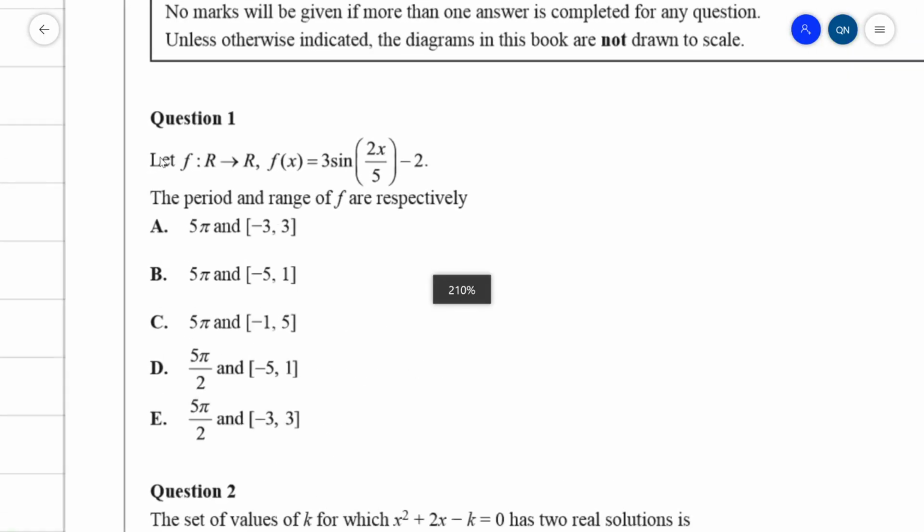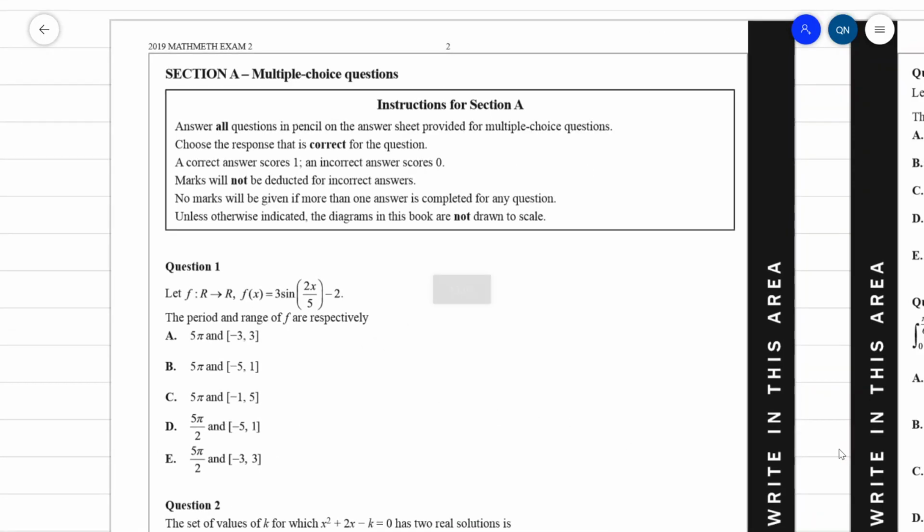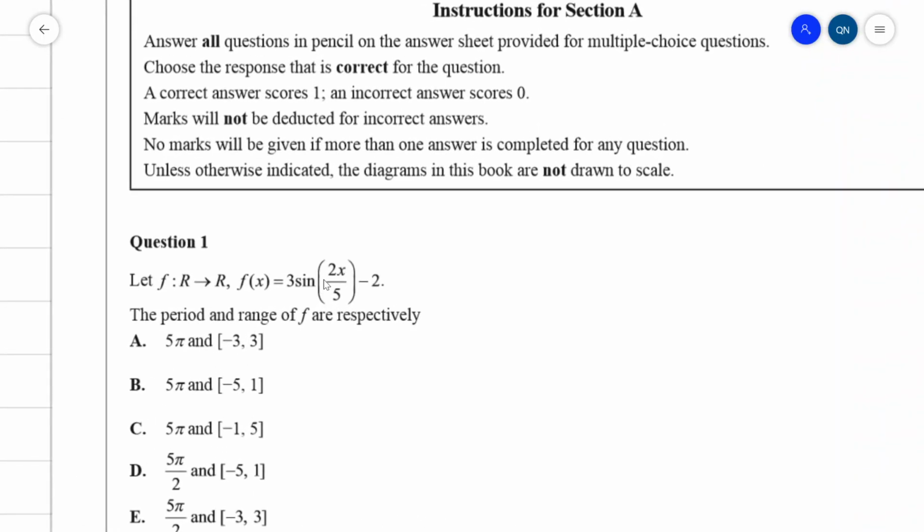So we have a trig question. This is like everyone's favorite trig question, and like 90% of people always get this right, I think. Anyways, we have the period and the range of this sine graph over here. So period, well, that's quite simple to calculate. You just do 2 pi divided by that coefficient in front of x, which in this case is 2/5. But notice the 2's cancel.